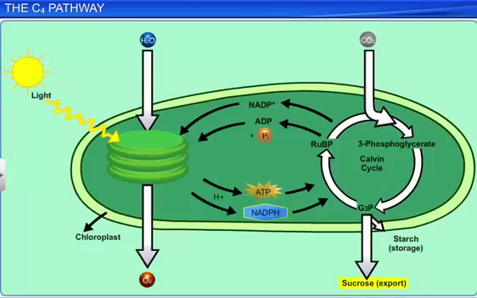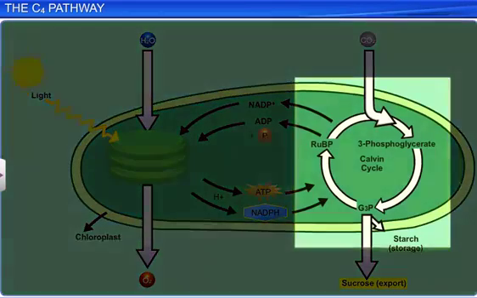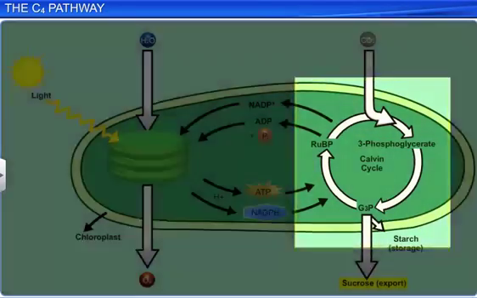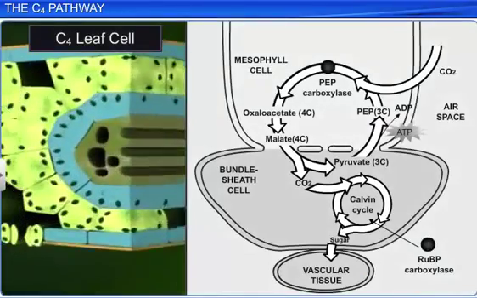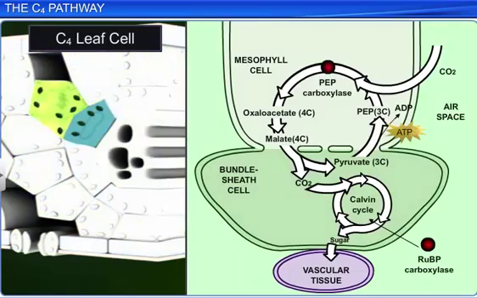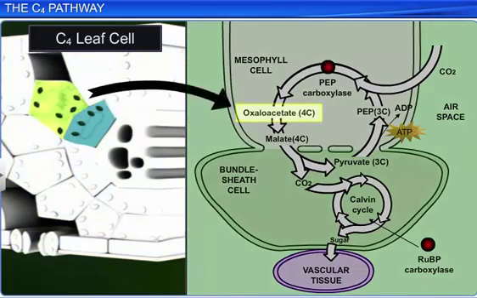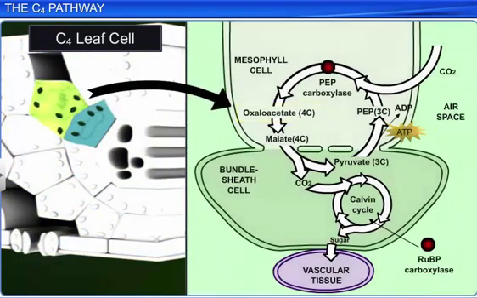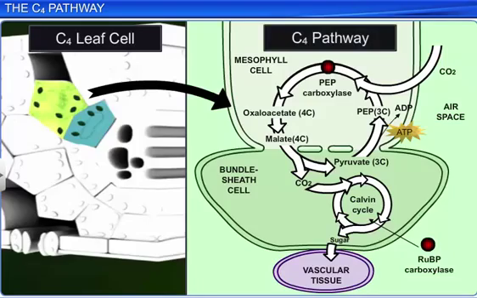So far, you have learnt about the Calvin cycle in C3 plants, where 3-PGA is the first product of carboxylation. Let's now study carbon fixation in plants that have the first product of the Calvin cycle as a 4-carbon compound. These plants are called C4 plants, and the process of carbon fixation is called the C4 pathway.